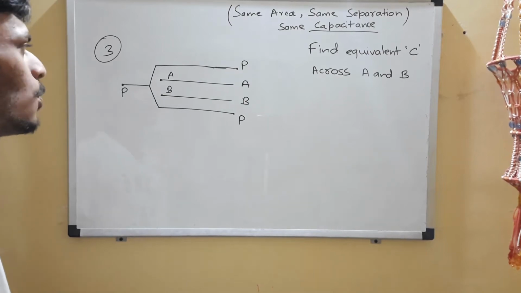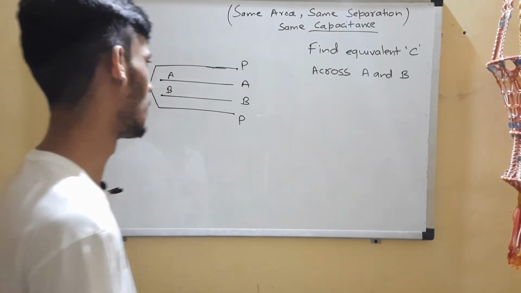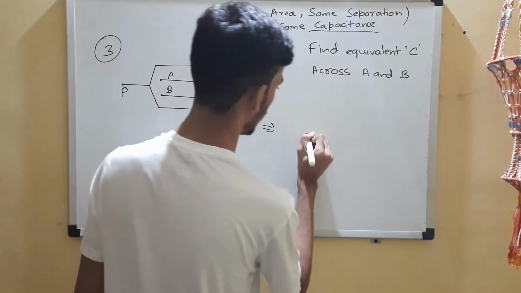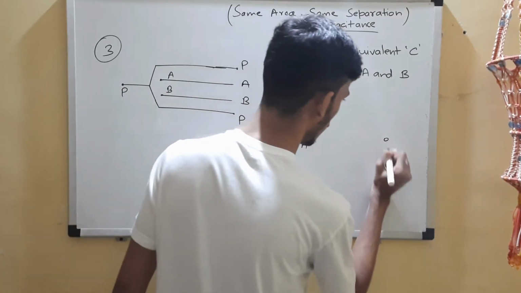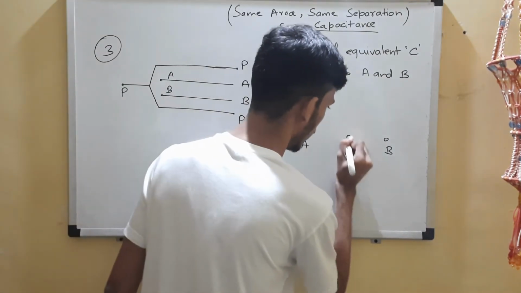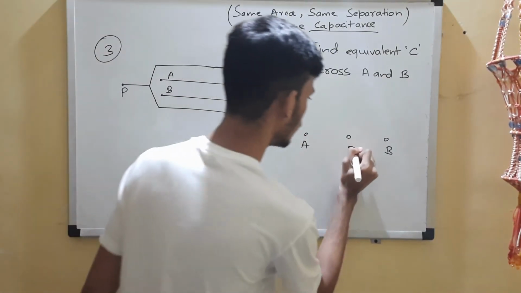Step 2 is to draw a simple circuit. Let's try drawing a simple circuit. Treat these 2 points as terminals. So you have A over here, B over here, and one more point we have P, that will be somewhere in between the two, right?